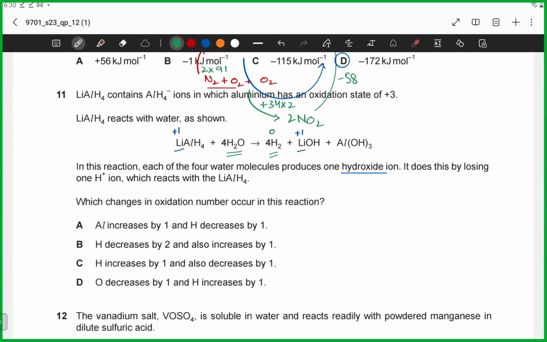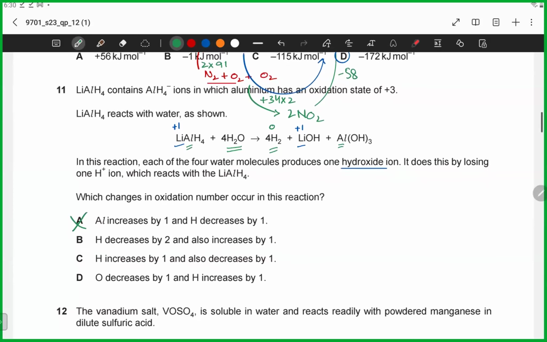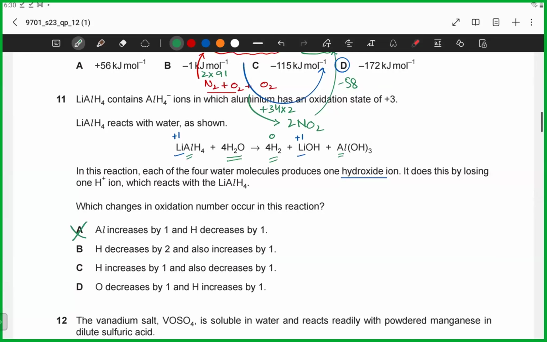This is clear: Al and lithium, nothing will happen to them because their oxidation state is fixed. Al is always in group 3, always +3, and lithium is always in group 1, always +1. So we eliminate A. Now the trouble with this question is, first tell me what is happening to H? What do you think? It is going to 0, but is it increasing or decreasing? I think increasing. Sir, both.